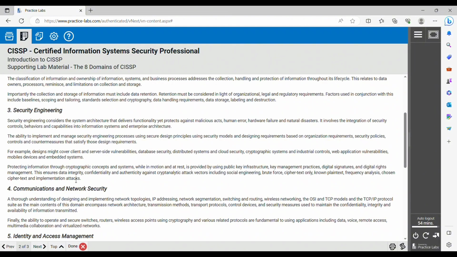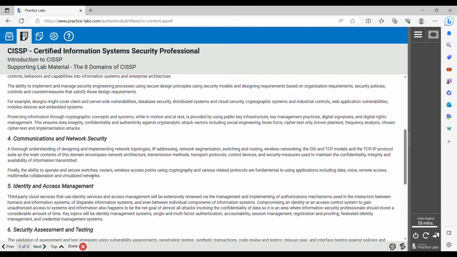This ensures data integrity, confidentiality, and authenticity against cryptanalytic attack vectors including social engineering, brute force, ciphertext only, known plaintext, frequency analysis, chosen ciphertext, and implementation attacks.